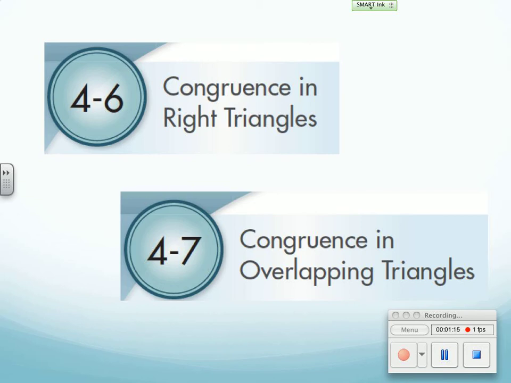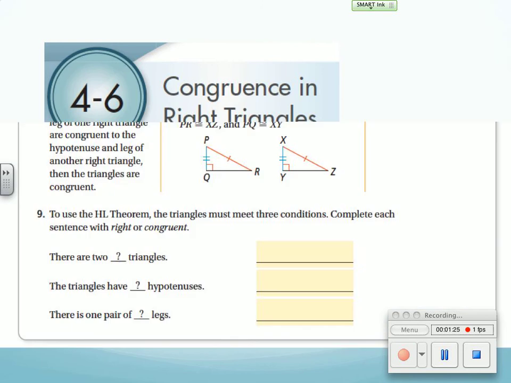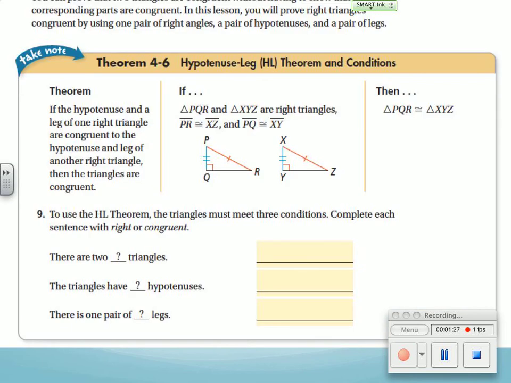Now I'm just going to quickly go through the answers here. 5 is 2, 6 is greater than. For 7, we're going to cross out segment BC, and in 8, we're going to circle AC, segment HI, and segment ED. So let's go ahead and get on with the lesson for 4-6, congruence in right triangles.